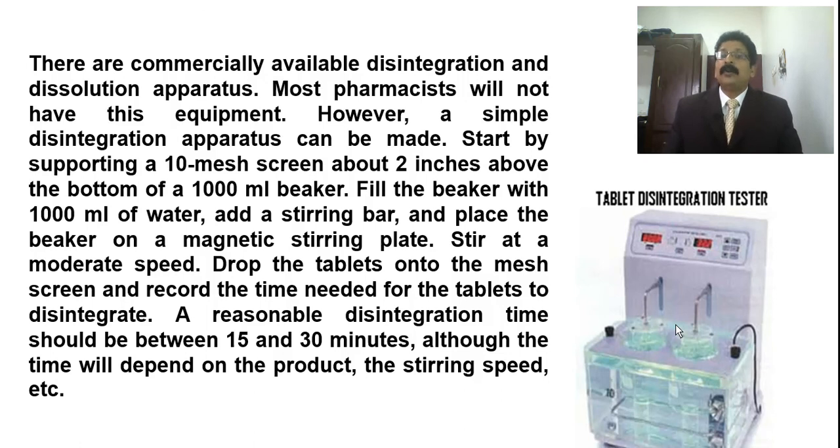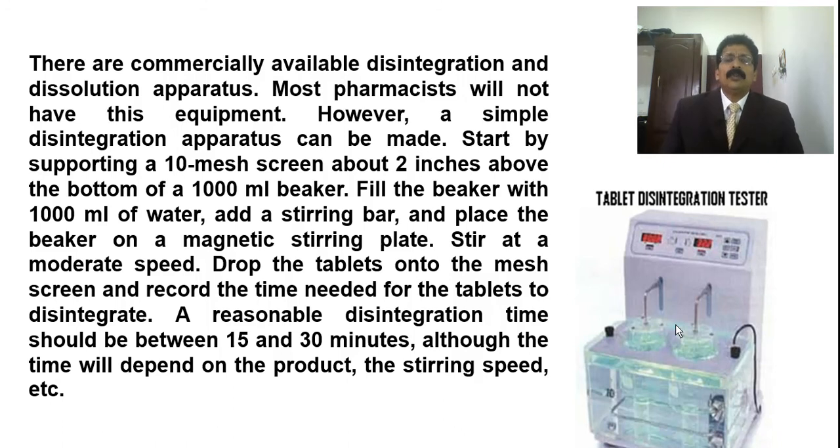So what they are doing is using a 1000 ml beaker filled with water, maintained at a certain temperature like the GIT, gastric juice, at 37 degrees centigrade plus or minus 0.5 degree centigrade as body temperature. A buffer solution also has to be used to maintain the same pH as in the stomach.